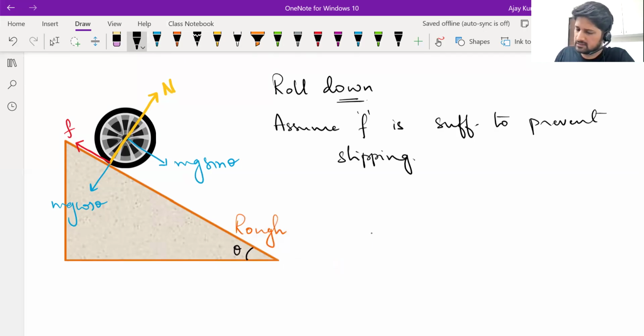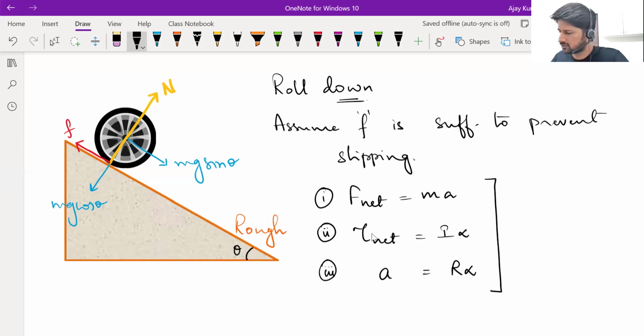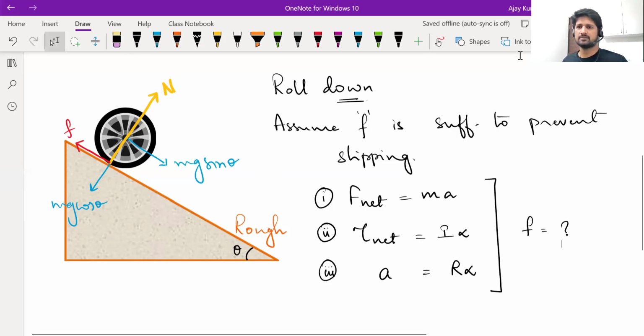Just write these equations and solve them first. Write F net equal to ma. Next, write tau net is equal to I alpha. And friction being sufficient to prevent slipping means it will be under pure rolling, so a is equal to R alpha. Write these equations by using the forces that are shown in the diagram, and then solve the equations to calculate how much friction acts. Try this. I'll give you all 3 minutes.